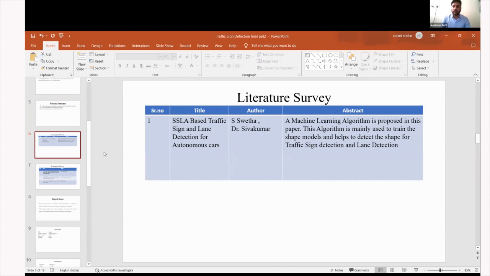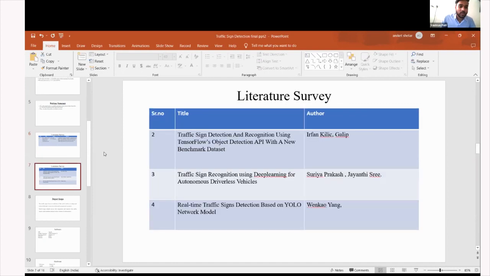Thank you. Here is some of the literature survey based on our project. Survey number 1 is SSLA based traffic sign and lane detection for autonomous cars. The authors are S. Sweta and Dr. Shivakumar. The abstract: a machine learning algorithm is proposed in this paper. This algorithm is mainly used to train the shape models and help to detect the shape for traffic sign detection and lane detection.